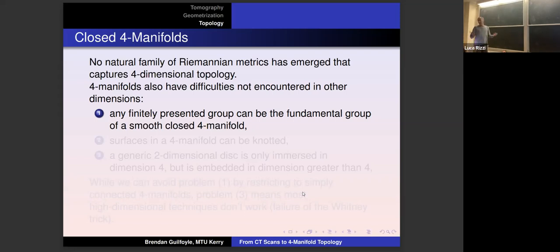Now, what people have done is to say, let's just look at simply connected 4-manifolds. That puts that whole question aside. Let's just deal with simply connected 4-manifolds, and then we don't have to worry about finitely presented groups.